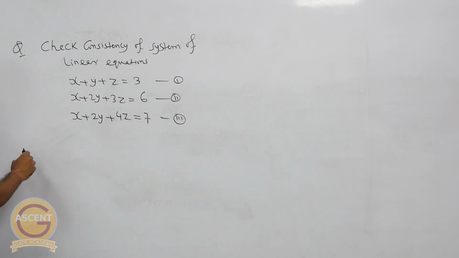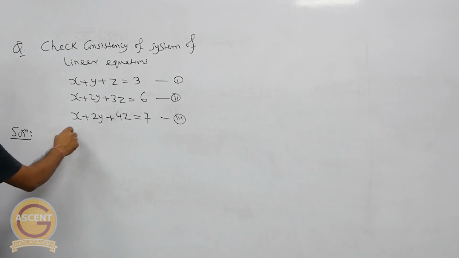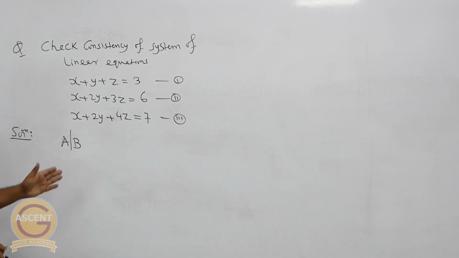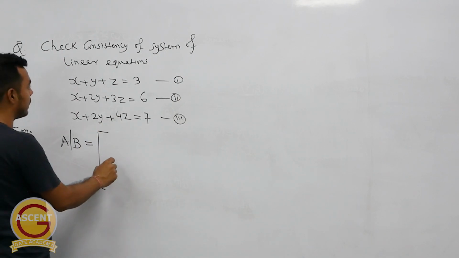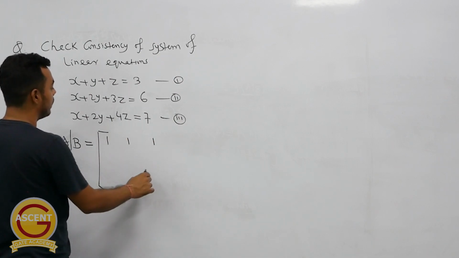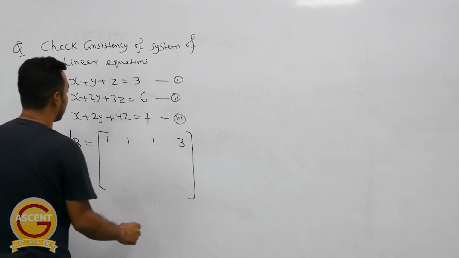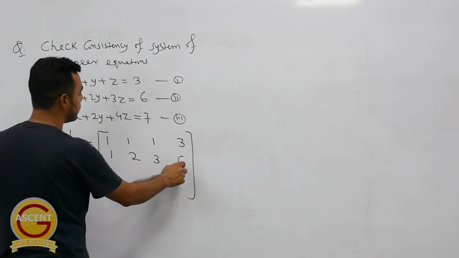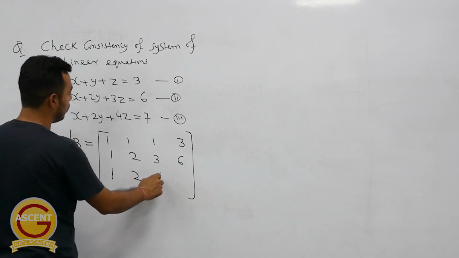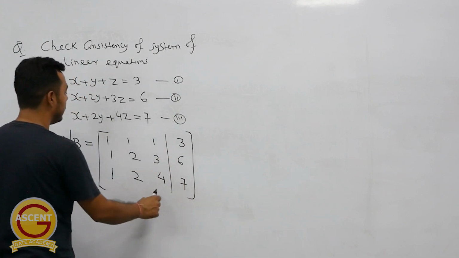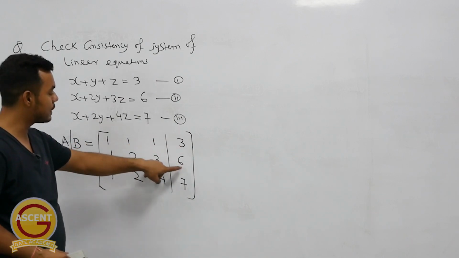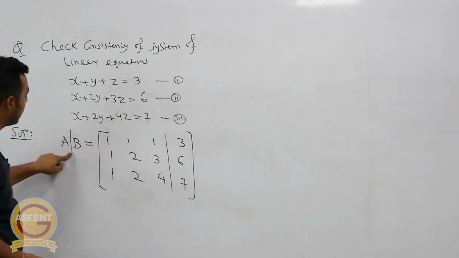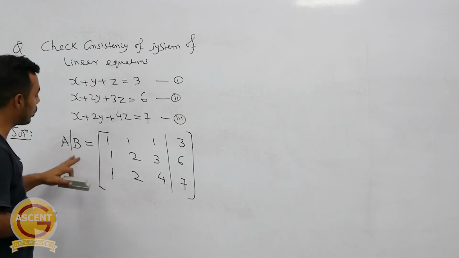So the first step is we have to start with the augmented matrix. The reason is that this augmented matrix A|B also includes the coefficient matrix and the constant matrix. So we will start with this augmented matrix A|B. Our first row will be 1, 1, 1, 3. Then our second row will be 1, 2, 3, 6. And the third row will be 1, 2, 4, 7. Remember that these three rows and columns are part of the coefficient matrix A, and this is the constant matrix B. These two combined are the augmented matrix A|B. So this is our augmented matrix.